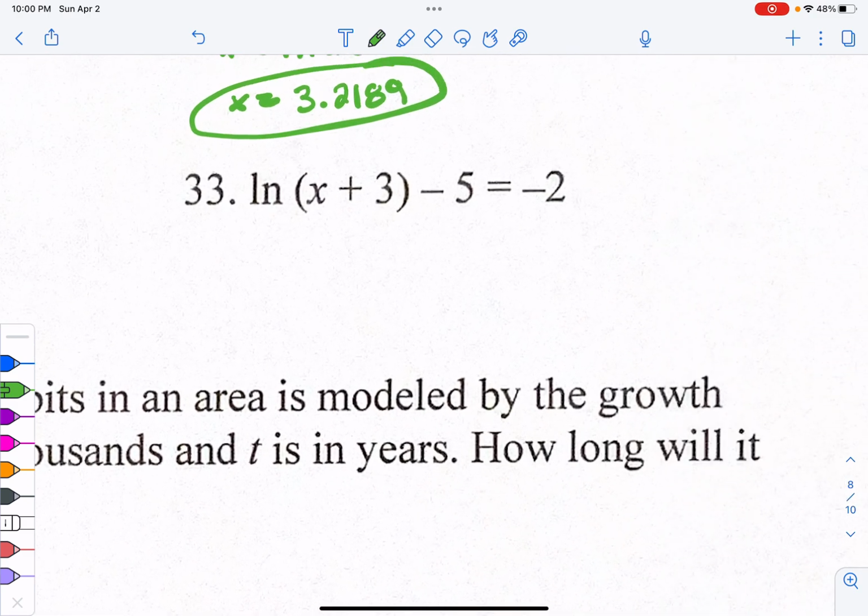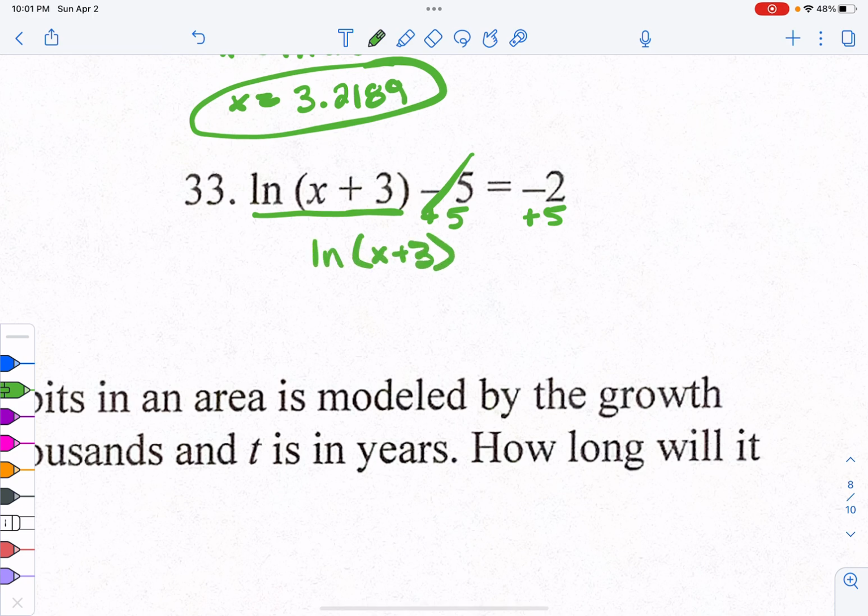33, okay? So again, we have ln of this stuff, but I can add the 5 over to start with. So let's do that first. ln of x plus 3, the plus 3 is trapped inside of the ln, so I can't subtract the 3 over, like that's not going to work.